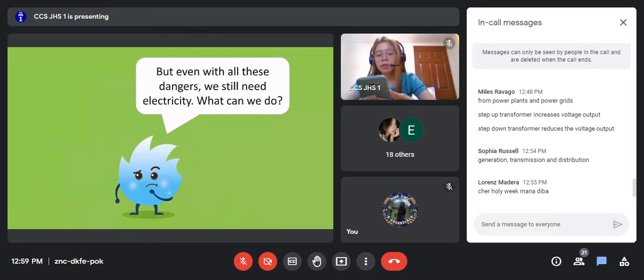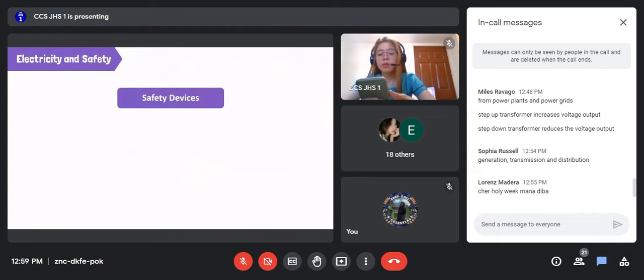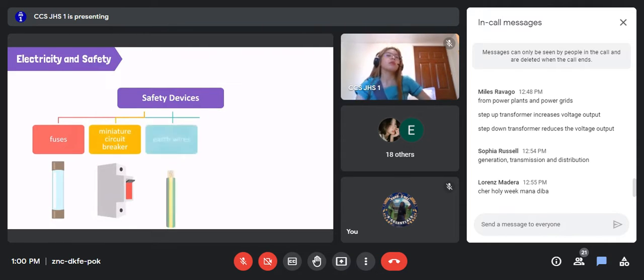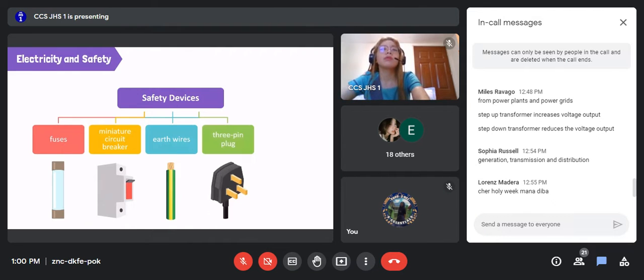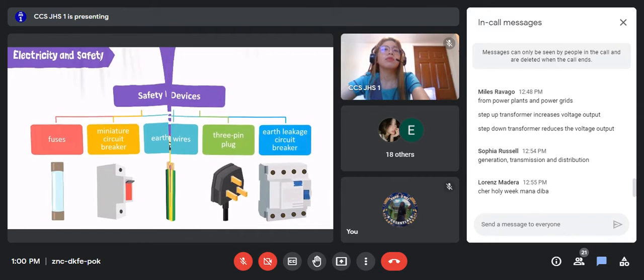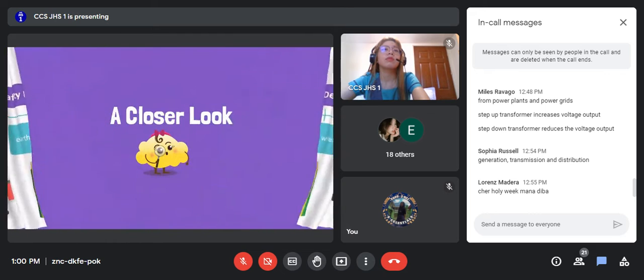But even with all these dangers, we need electricity in our daily lives. What can we do? Spiky does have a point. To solve this problem, we can use the following devices to ensure the safe use of electricity: fuses, miniature circuit breakers or MCBs, earth wires, 3-pin plugs, and earth leakage circuit breakers or ELCBs. Let's take a closer look at these devices.